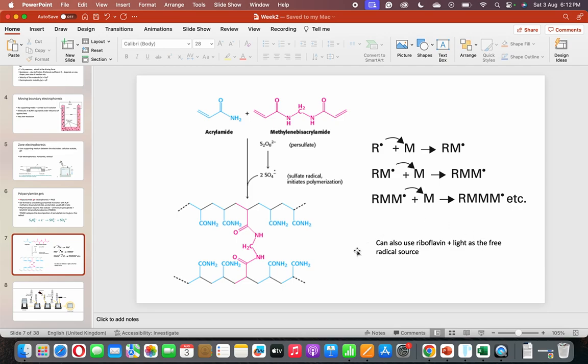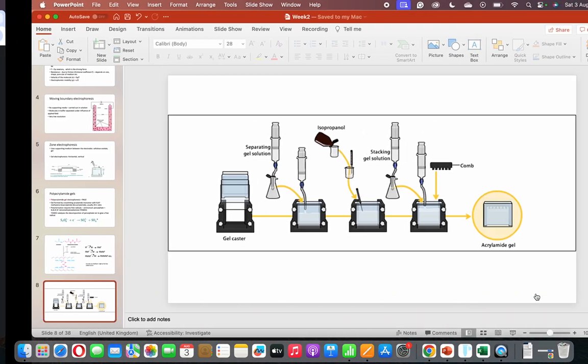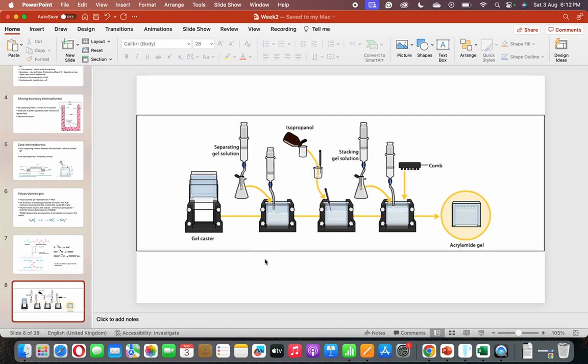Okay, so this is just the basic theory of how to make a polyacrylamide gel. The steps in this: you have to set up a gel caster. We cast this between two glass plates, in the middle of which the gel will be cast. For PAGE, we actually cast two different kinds of gels. One is called a resolving gel, which is where our proteins are actually separated on the basis of molecular weight.